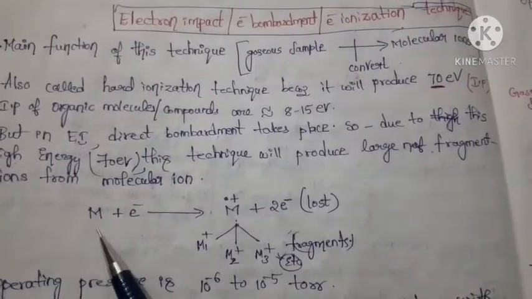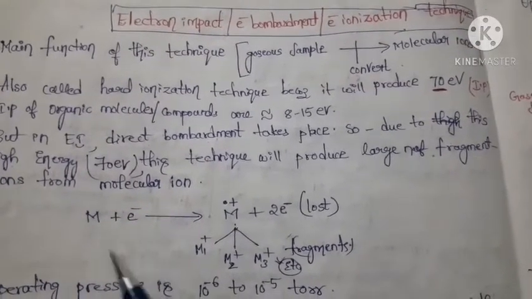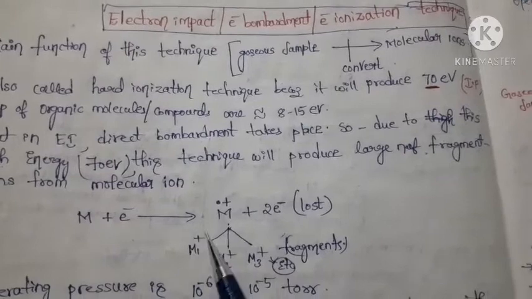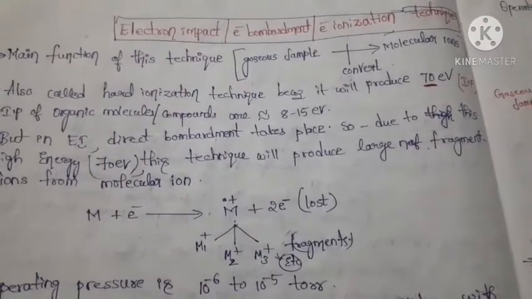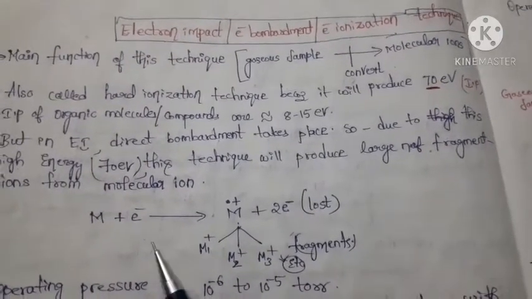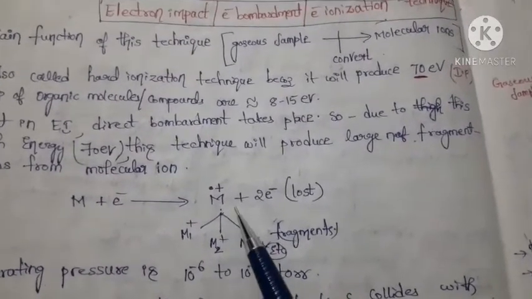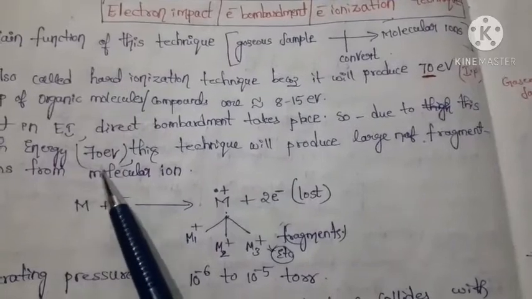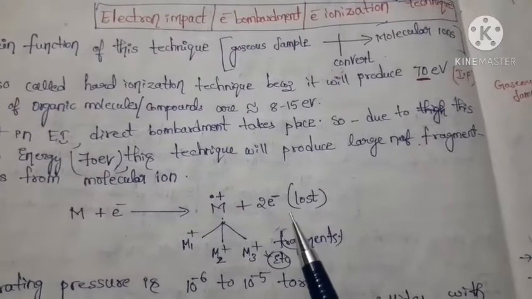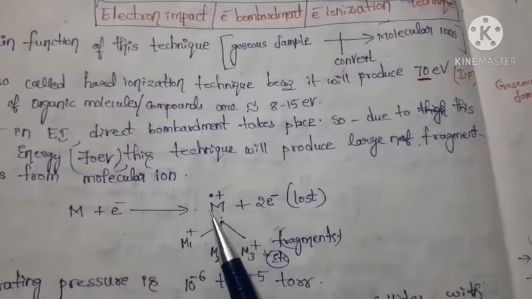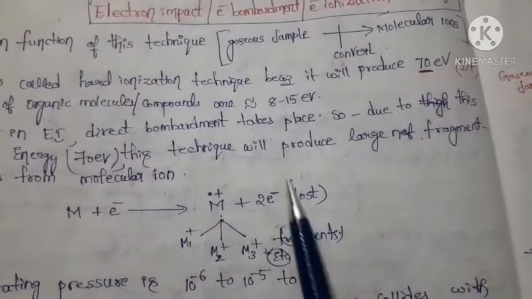Think of this as a normal molecule. Here the electron bombardment will occur, we know this. Two electrons get lost. I have already clearly explained this general method in my previous classes. The electron which is bombarded on the molecule comes out, and along with that, the electron which is present in the molecule can also come out. So totally two electrons get lost.